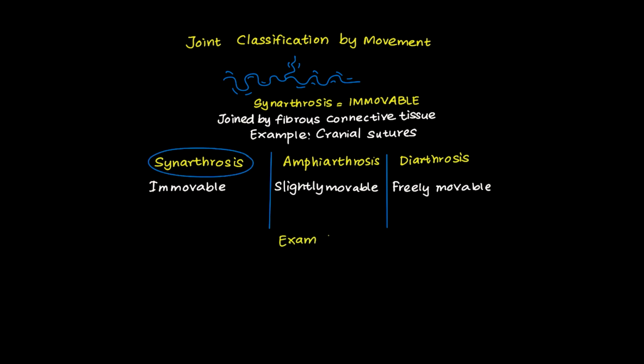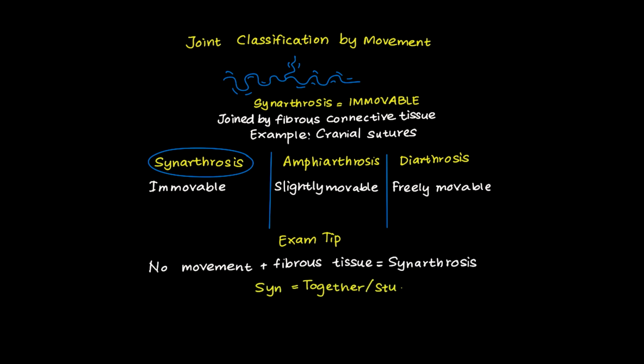Here's a WGU D312 OA exam tip for you. When a question describes no movement and fibrous tissue, that's a synarthrosis. The prefix syn means together, and arthrosis means joint. Bones joined tightly together. Quick hook: syn equals stuck, no movement.